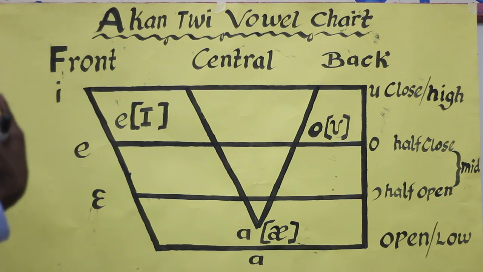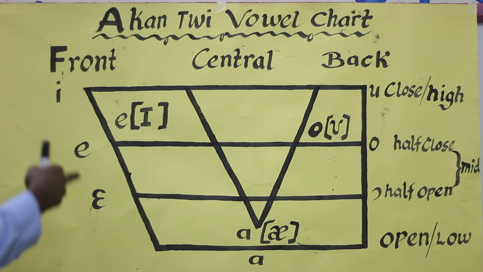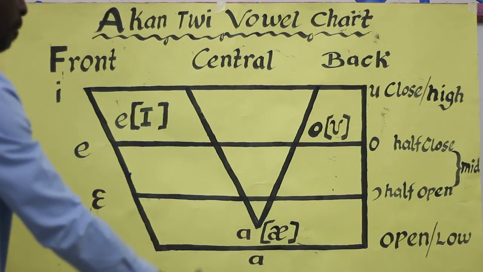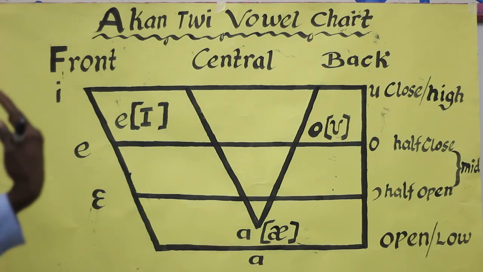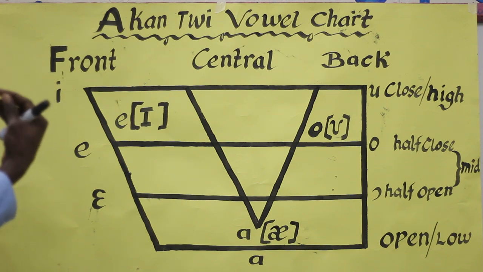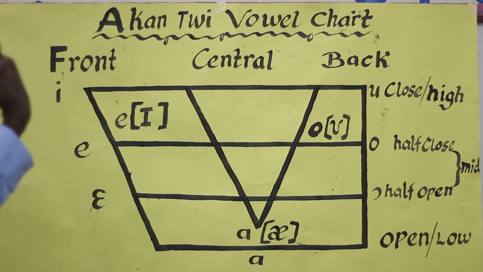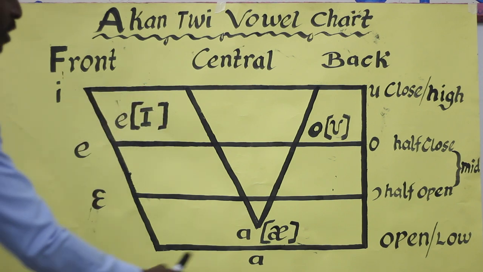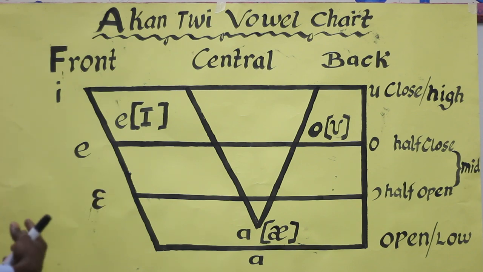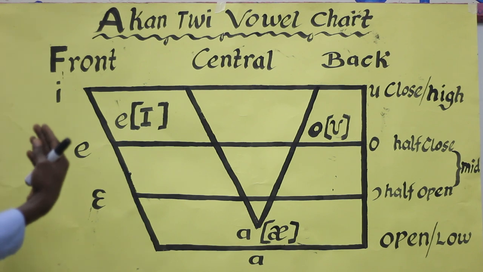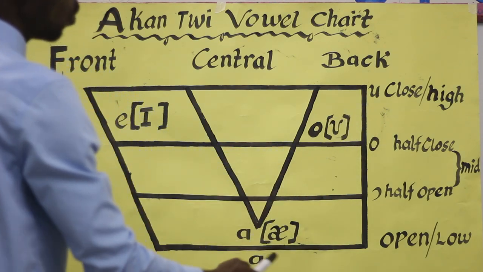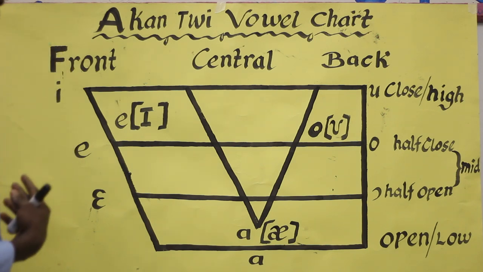And we have unrounded or spread vowels. And these are I, E, E, E, E, and A. These are also spread vowels. You don't round your lips. You just let your lips remain, should I say, neutral. And so basically, front and central vowels are spread or unrounded. Front and central vowels are produced with their lips at the neutral position. And back vowels are also round vowels. As you can see, U, O, O, and O, you round your lips in producing these vowels.